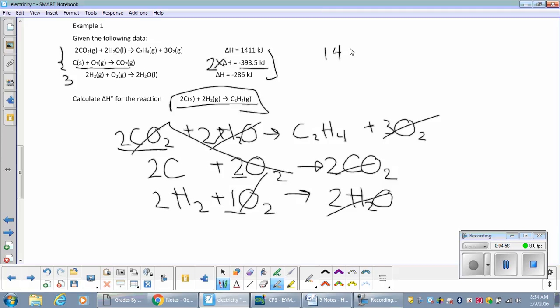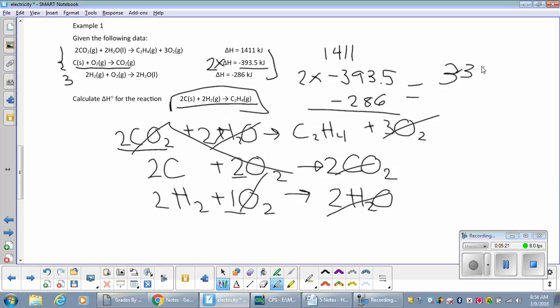So we are just going to add up the kilojoules for each of the individual steps. Notice that I multiplied the second step by 2 because we had to change that coefficient. And when you add that all up, you should get 338 kilojoules. So that is our delta H for the reaction.